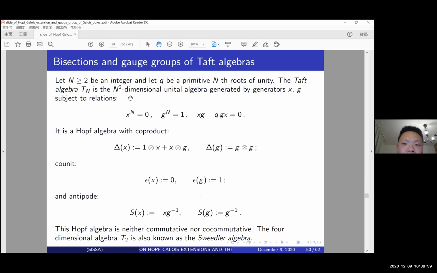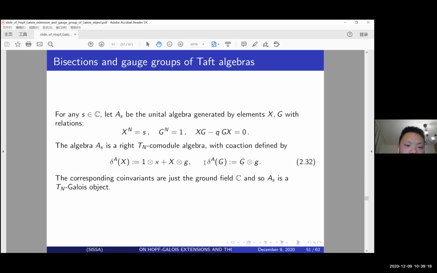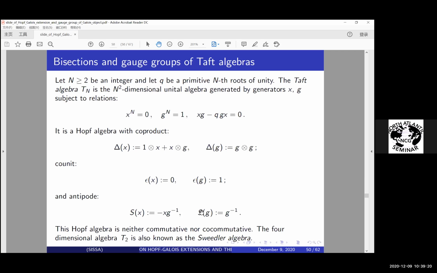So a Taft algebra is a non-commutative and non-co-commutative algebra generated by x and g, subject to the relation xg equal to q gx, and there is also a coproduct given here. It is neither commutative nor co-commutative, because the coproduct of x is equal to 1 tensor x plus x tensor g.